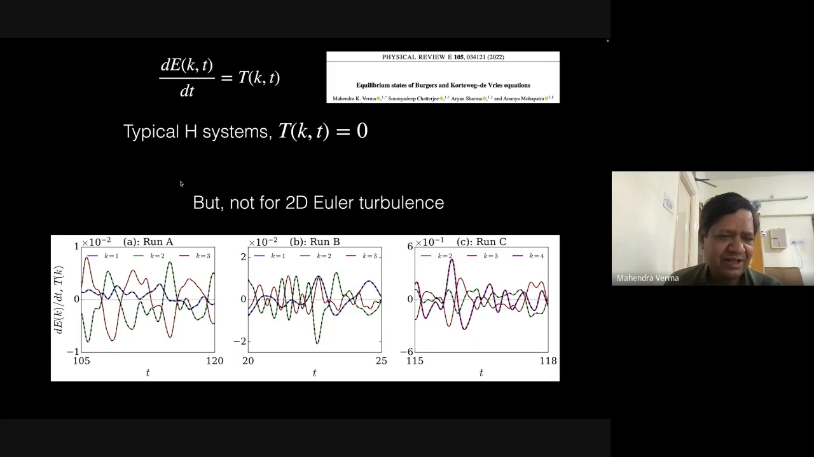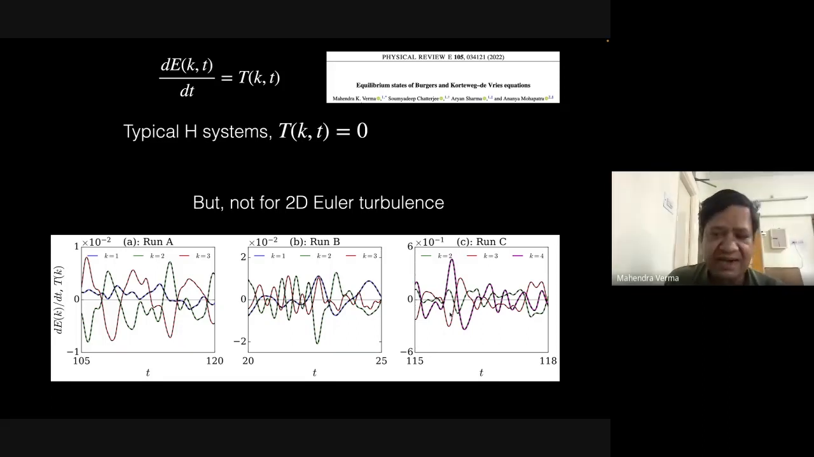Okay, so there are two things. They are equal, of course, but they have large fluctuation. So 10 power minus 2, which is significant. I mean, it's not like 10 power minus 6. And there are 3 different wave number shells. Now, for all these 3 runs, we have significant fluctuations. That means it is a non-equilibrium system. That's what our claim is.